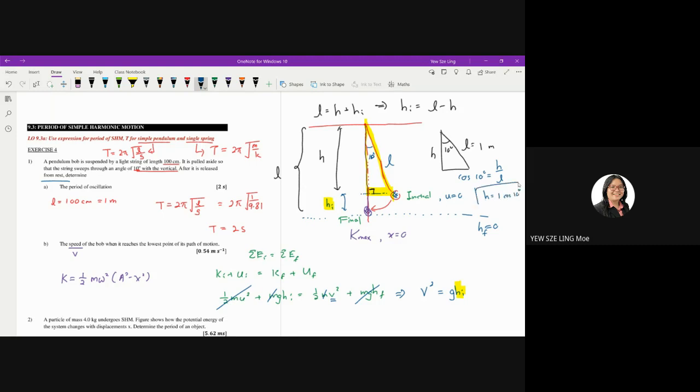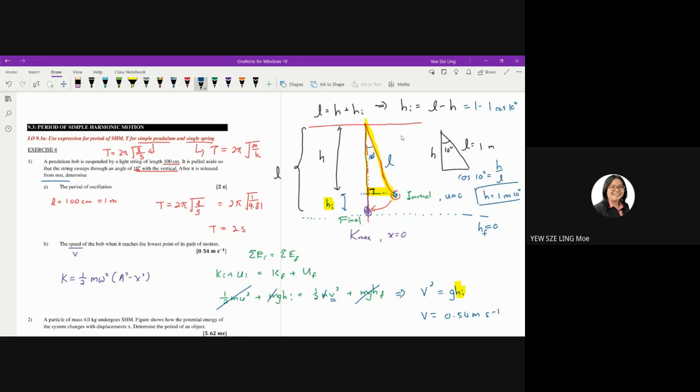Right? So from here, I can obtain the values of H. Once you obtain the values of H, you can then calculate the HI. So HI is equals to 1 minus 1 cos 10 degree. Therefore, if you sub it into the equation, V is equals to 0.54 ms negative 1.